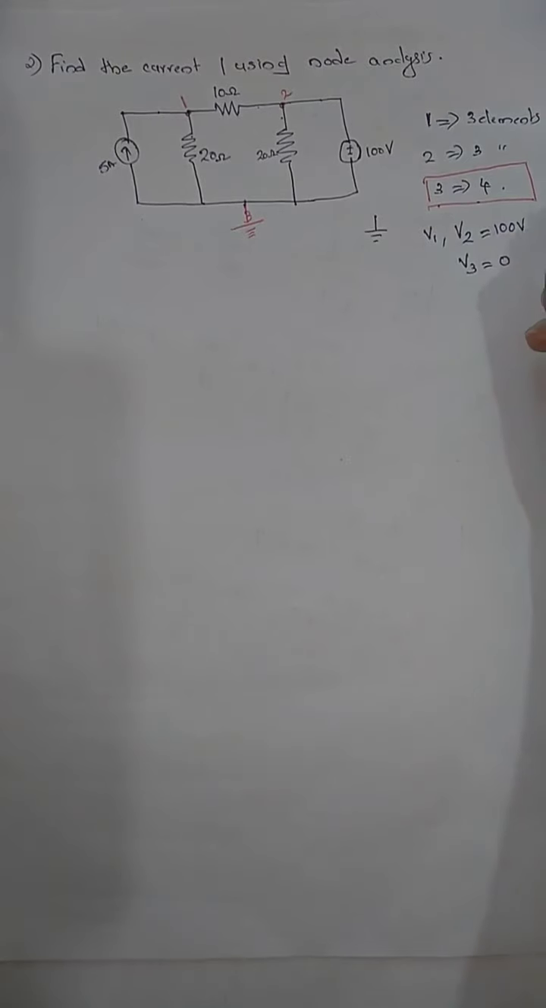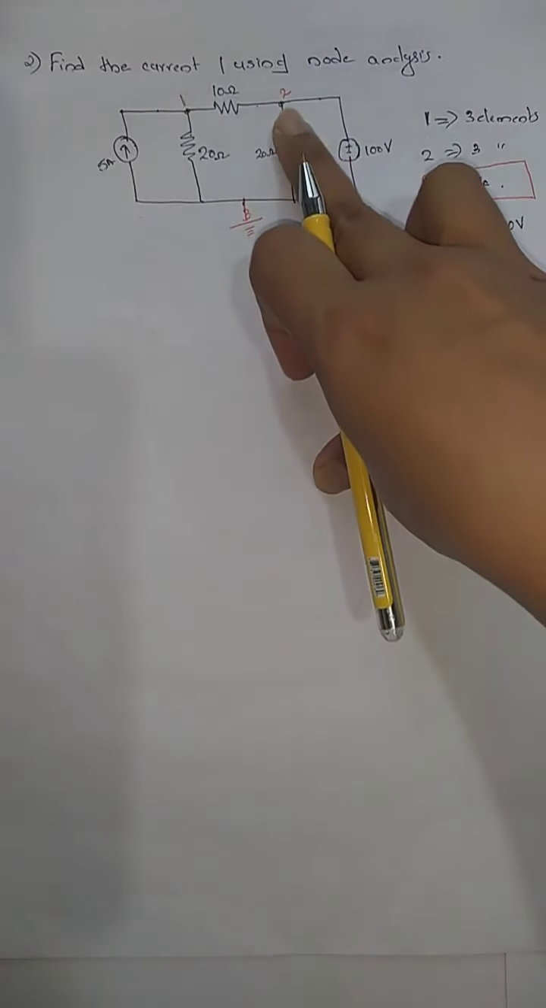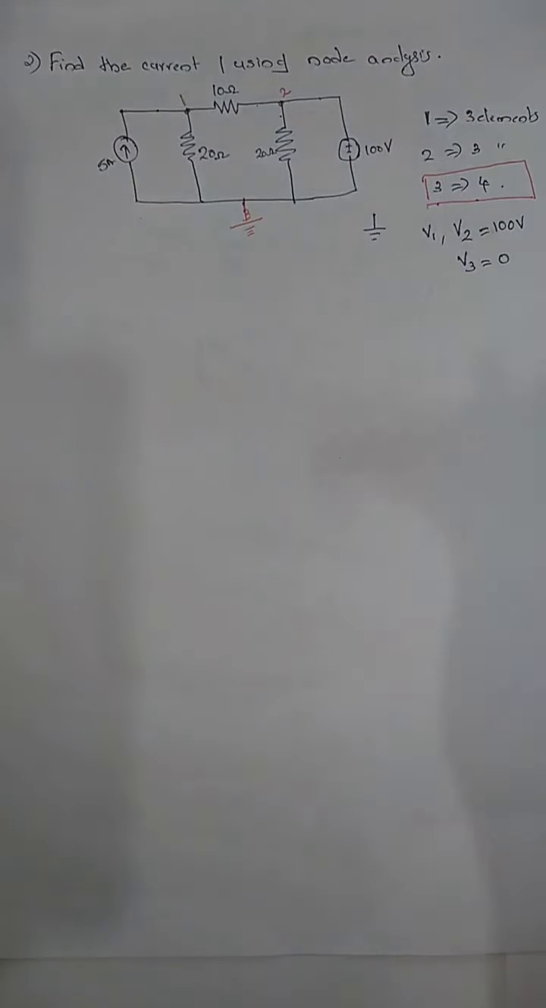What is the advantage of doing it like this? If we have a node voltage given, then we can reduce the number of node equations. Now, is there any need to write an equation for the second node? There is no need to solve for the second node because we know the V2 value, it is 100 volt. Okay, so it will be very easy for us to solve the equation.